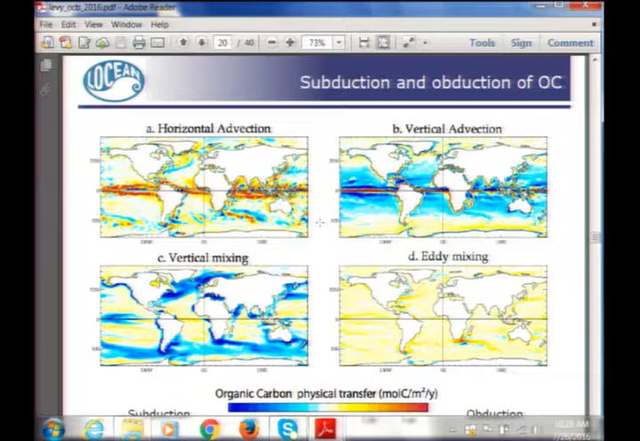Now let's move to the abduction and subduction of organic materials. So that's the part of the biological pump which is achieved by physical processes. What you see here is the large role of vertical mixing, in transferring organic carbon out of the surface layer below. So a large part of the biological pump is achieved by the subduction of organic materials through vertical mixing, and again the role of horizontal advection, eddy mixing, and so on.